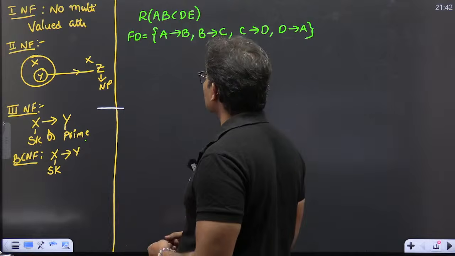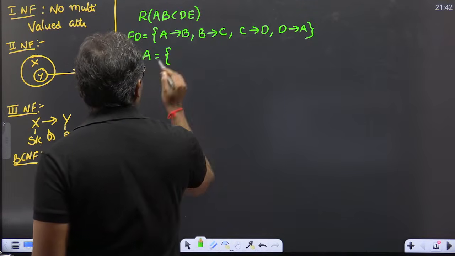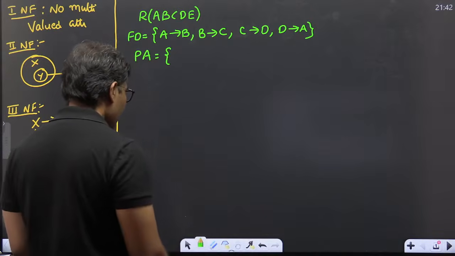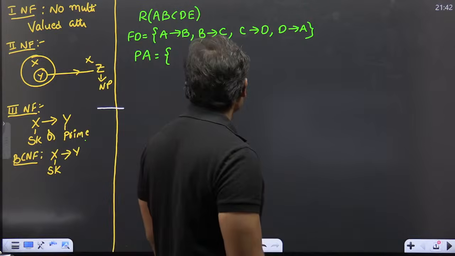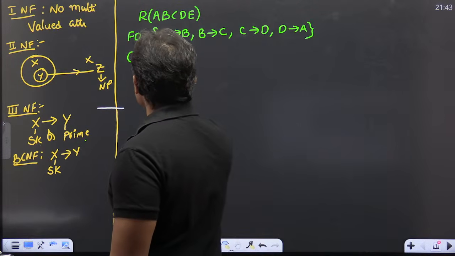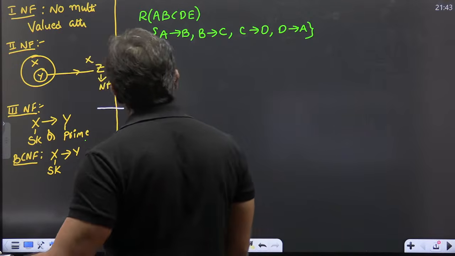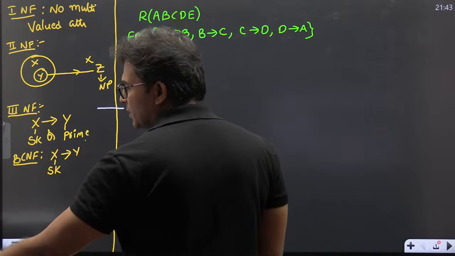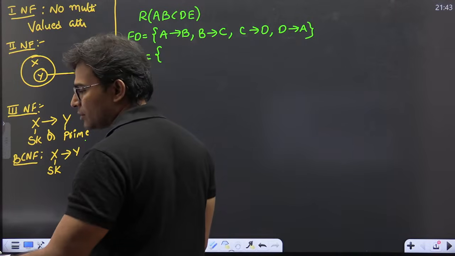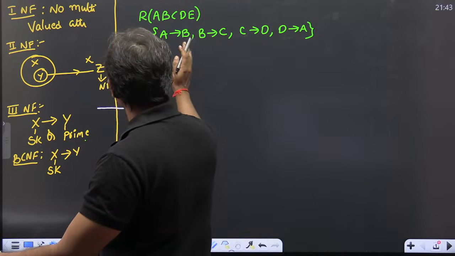Let's do it. Okay. Now, what are the prime attributes? Prime attributes are all the attributes which are part of candidate keys, right? First, you have to find out the candidate keys. So, what are the candidate keys for this? A determines B, B determines C, C determines D, D determines A. Okay. So, the candidate keys are AE, DE, CE, and BE.